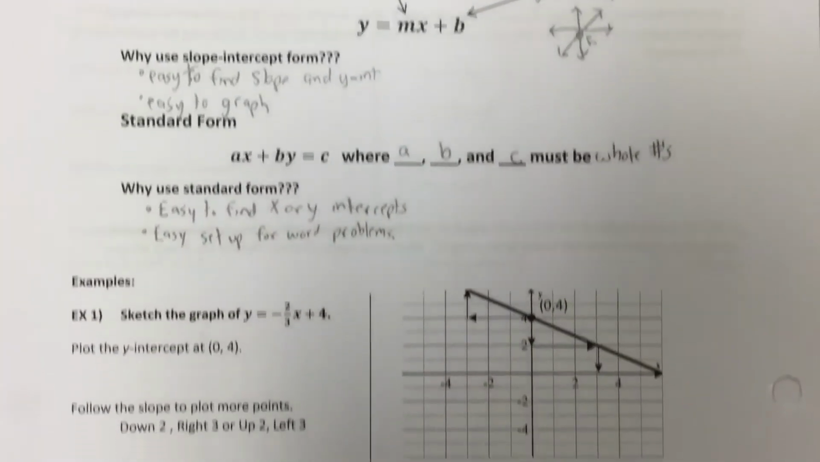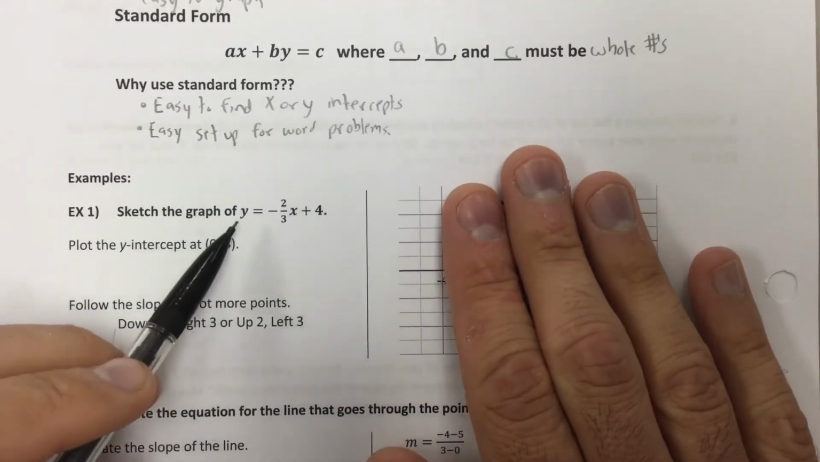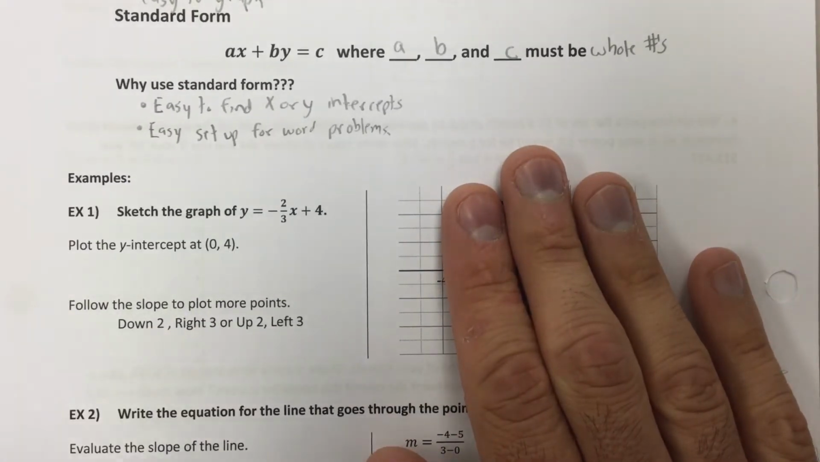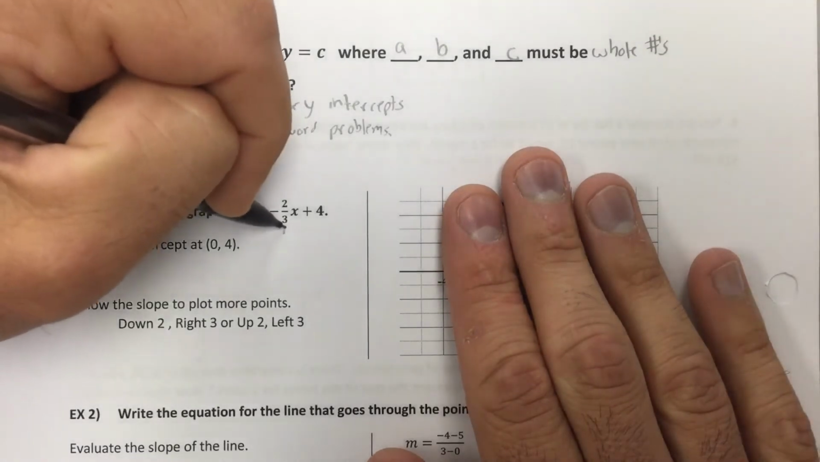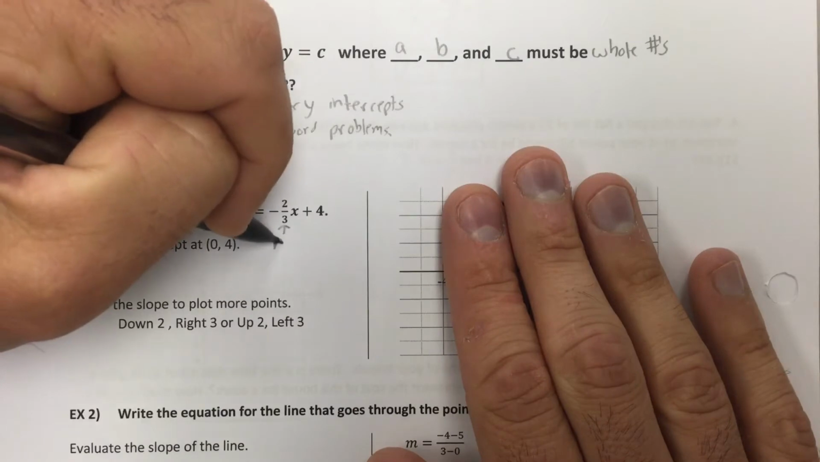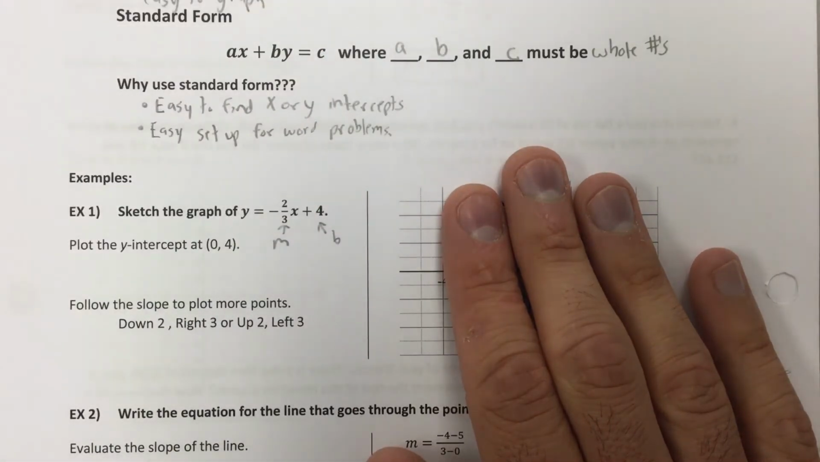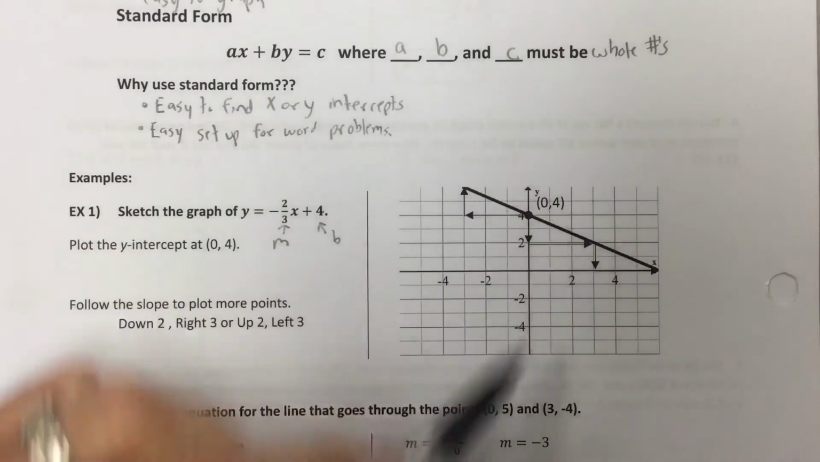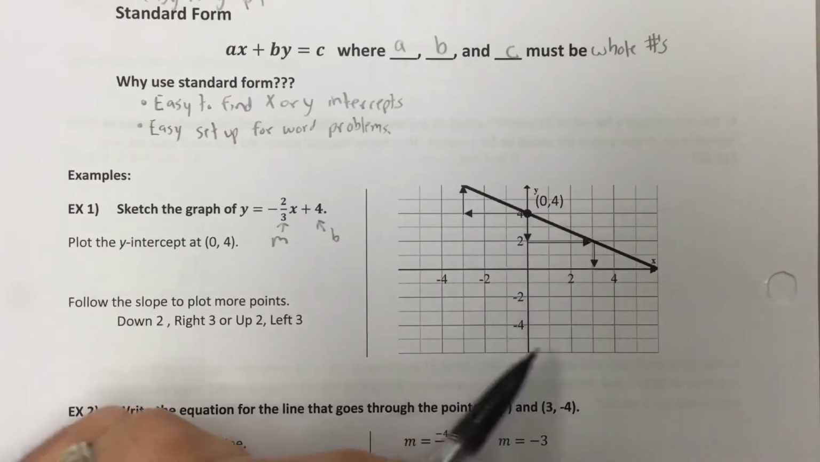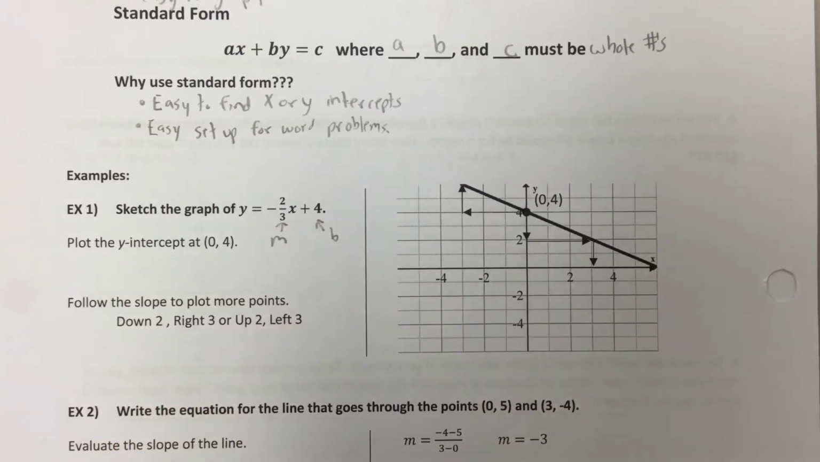So the first example says sketch the graph of y equals negative 2/3 x plus 4. And we know that, again, the m, or the slope, is always in front of the x, and then our b, or our y-intercept, is that number by itself. So in this case, our y-intercept is going to be 0, 4. And again, notice how we always write it as an ordered pair. The y-intercept is always going to have an x value of 0 because you're not moving left or right. So we always plot that 0, 4 first.